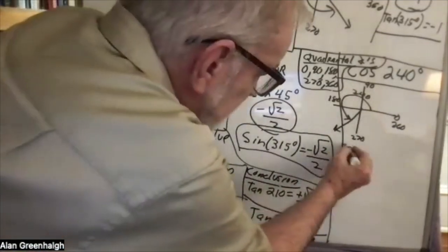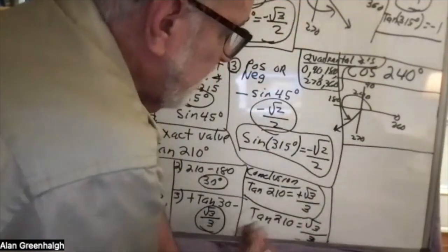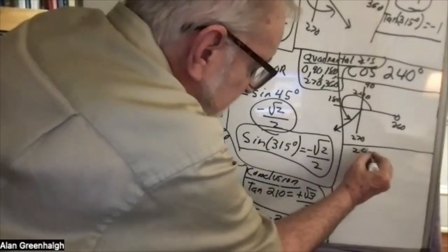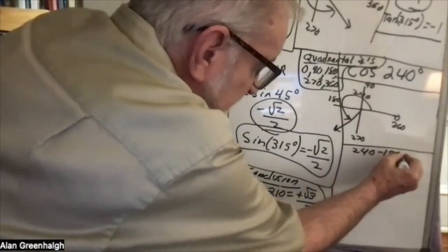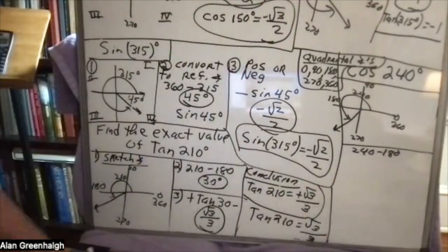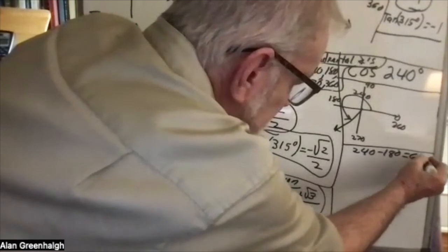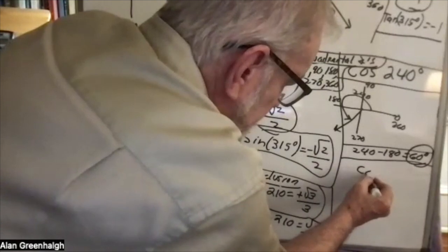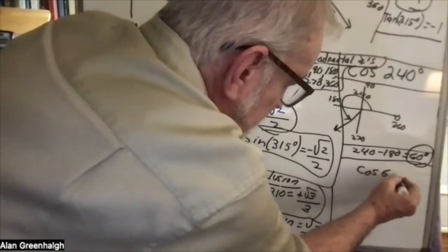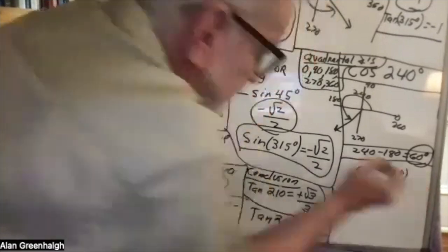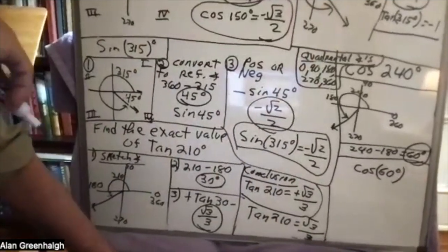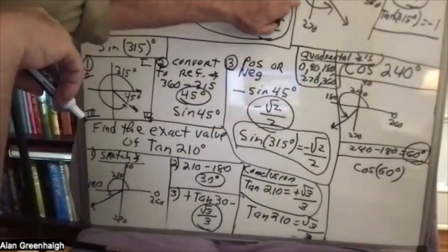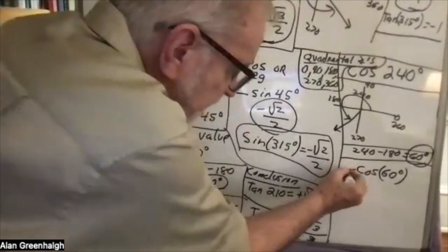Okay, so the next step is going to be to convert the angle in the third quadrant to a reference angle, which you do by subtracting 240 minus 180. And that's going to be equal to 60 degrees. So here we are. At this point, we know that the reference angle is going to be 60 degrees, but we need to know whether it's positive or negative. And in the third quadrant, only the tangent is positive, therefore the cosine is negative.